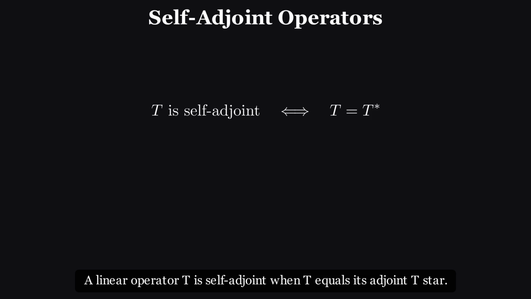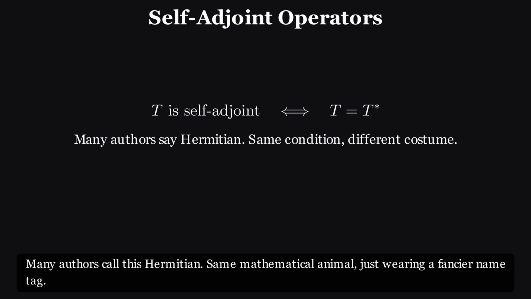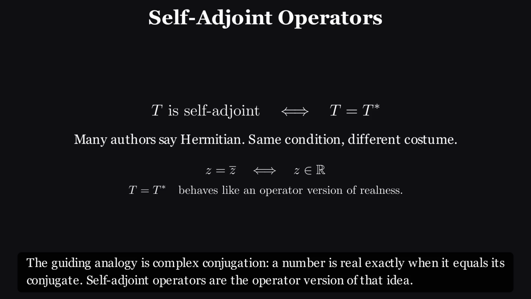A linear operator T is self-adjoint when T equals its adjoint T star. Many authors call this Hermitian. Same mathematical animal, just wearing a fancier name tag. The guiding analogy is complex conjugation. A number is real exactly when it equals its conjugate. Self-adjoint operators are the operator version of that idea.